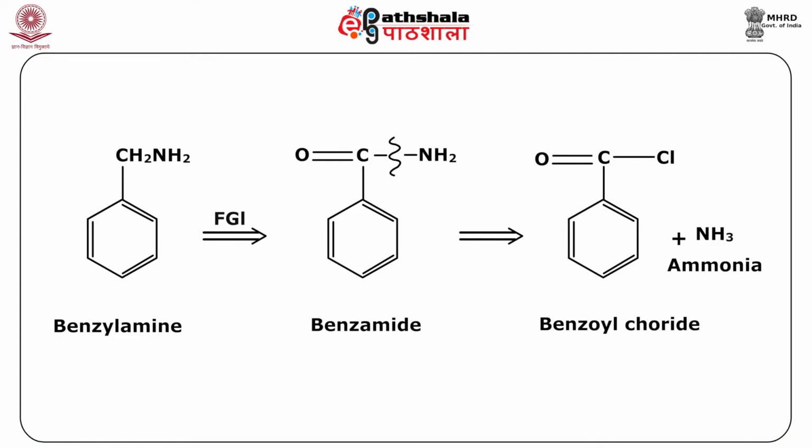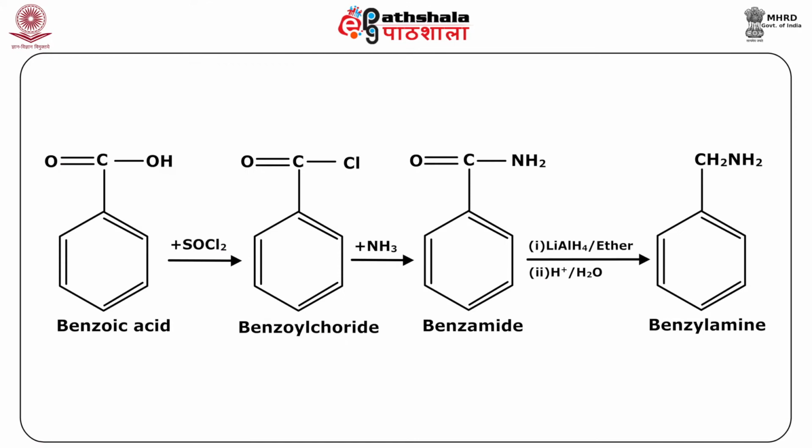The retrosynthetic analysis of benzylamine can be easily explained by functional group interconversion as represented in the figure. Benzylamine is obtained from benzamide, which can be obtained from benzoyl chloride and ammonia.